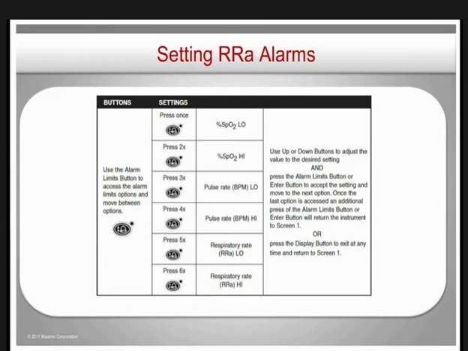or RRa high. Use the up or down buttons to adjust the value to the desired setting, and press the Alarm Limits button or Enter button to accept the setting and move to the next option. Once the last option is accessed, an additional press of the Alarm Limits button or the Enter button will return the instrument to Screen 1, or press the Display button to exit at any time and return to Screen 1.